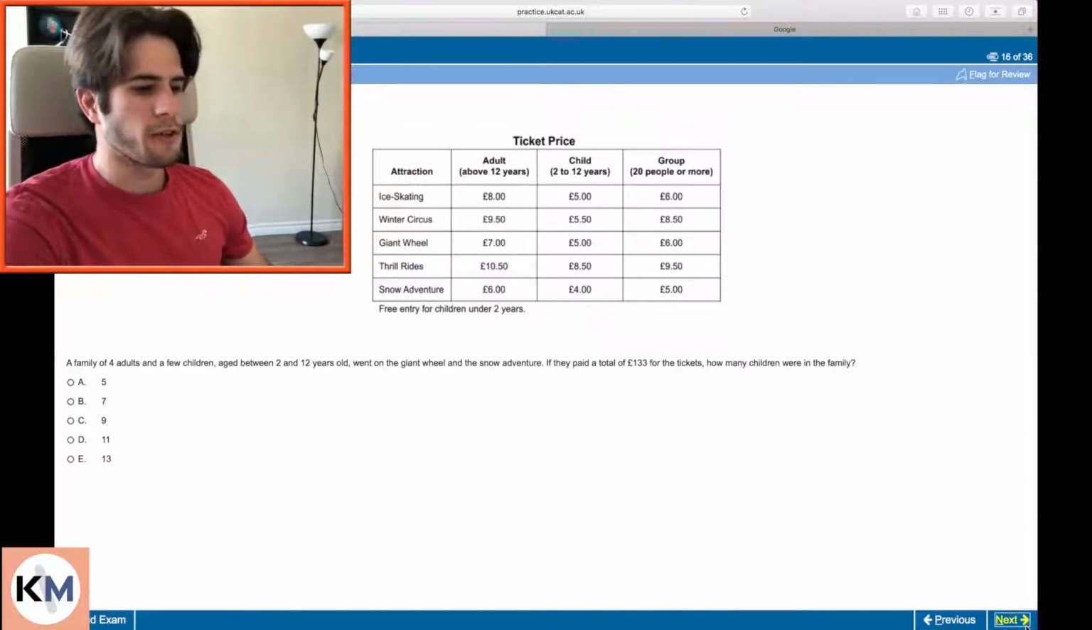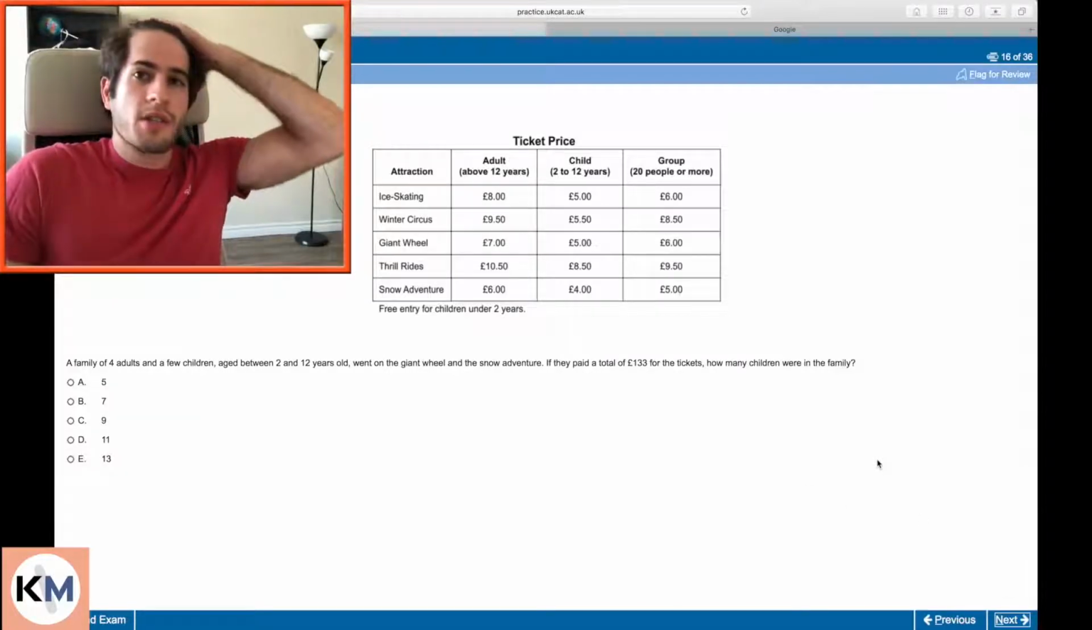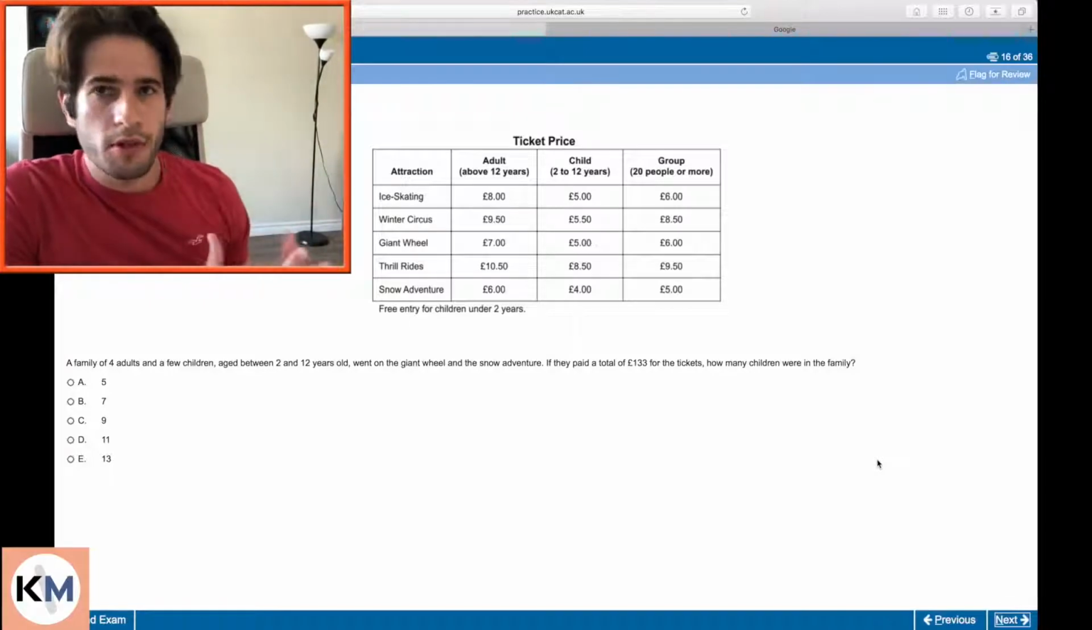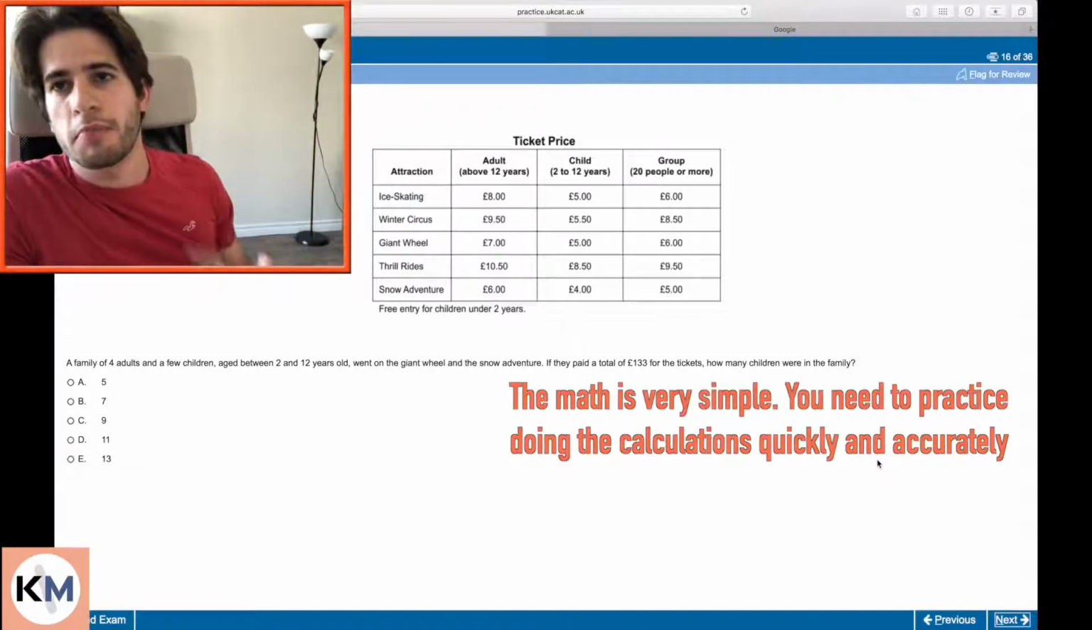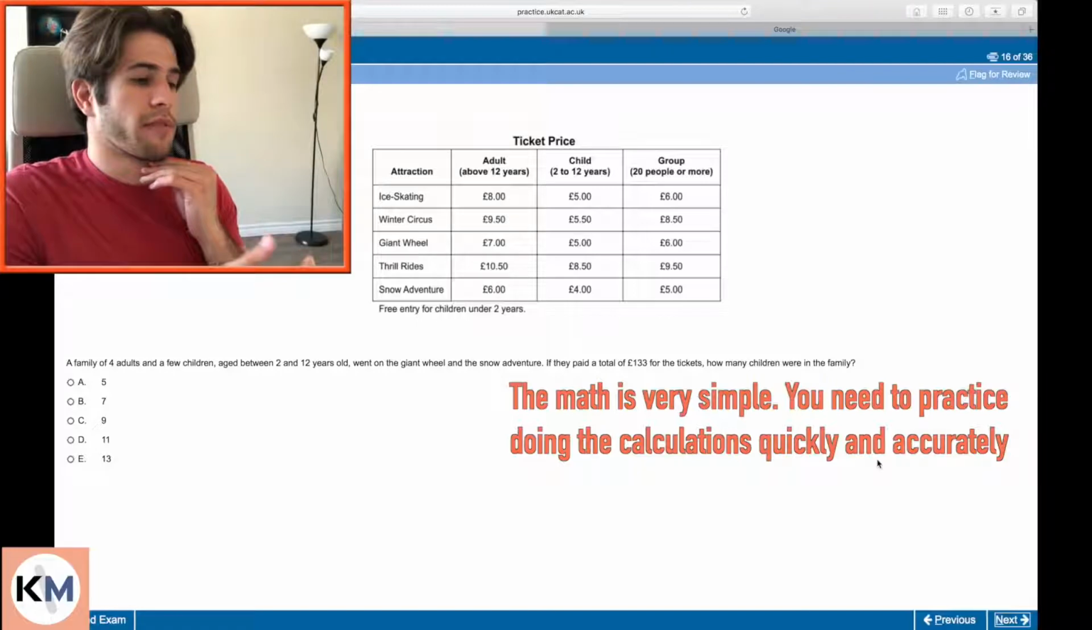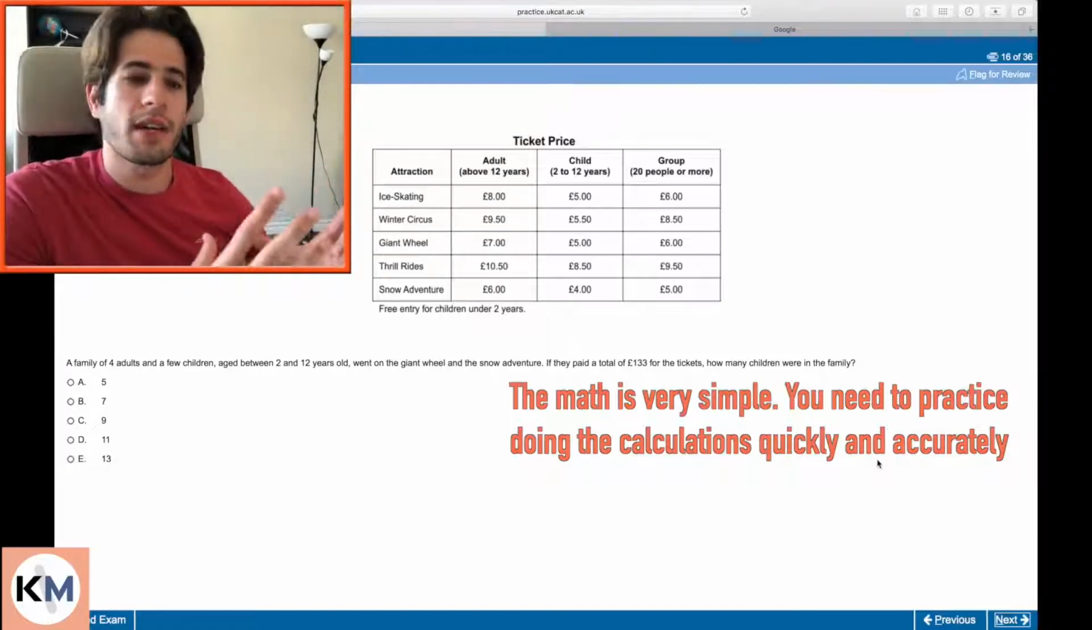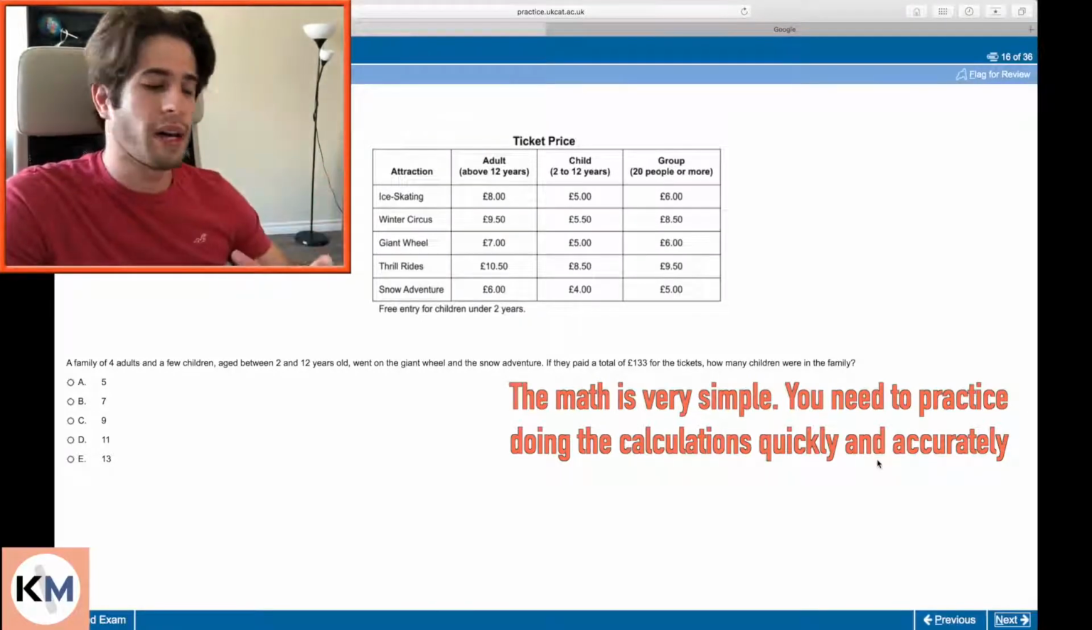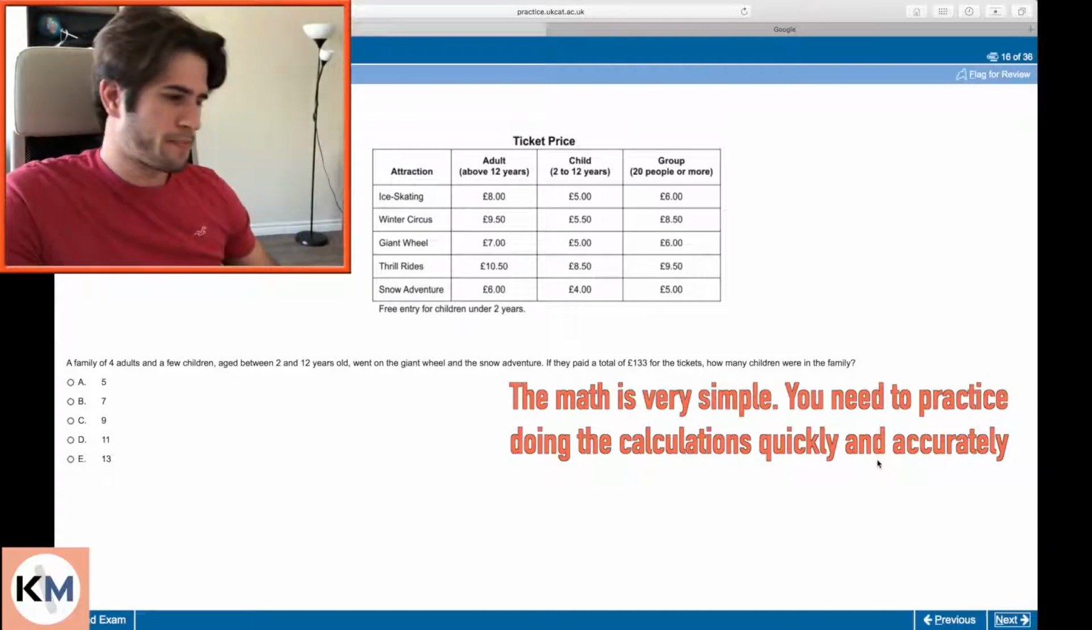Simple. So you can see that in these questions, the actual math involved is super simple. It's just averages, adding, multiplying, dividing, a couple of fractions and whatever. The math is really simple. You just have to get used to doing these questions fast in a timed manner and keeping accuracy.